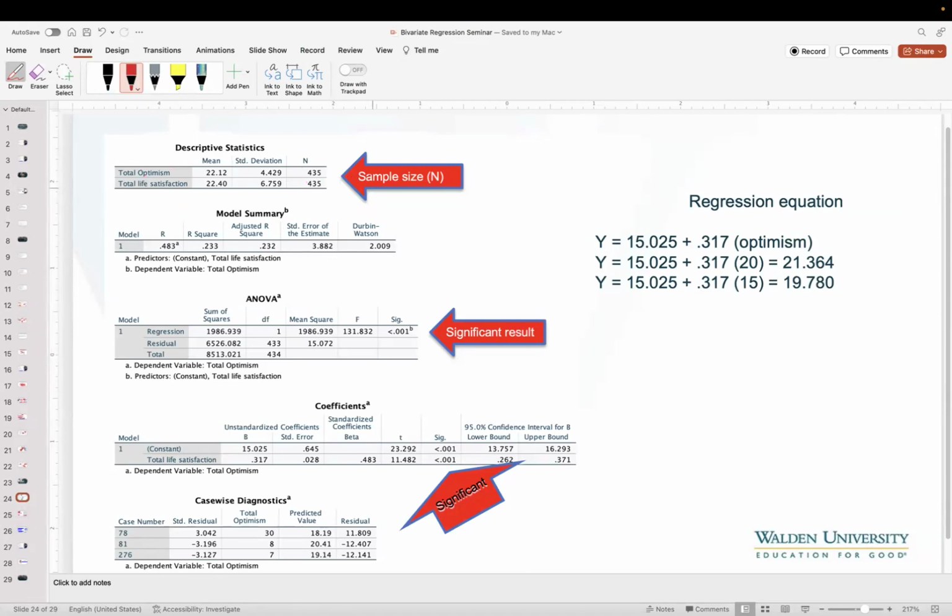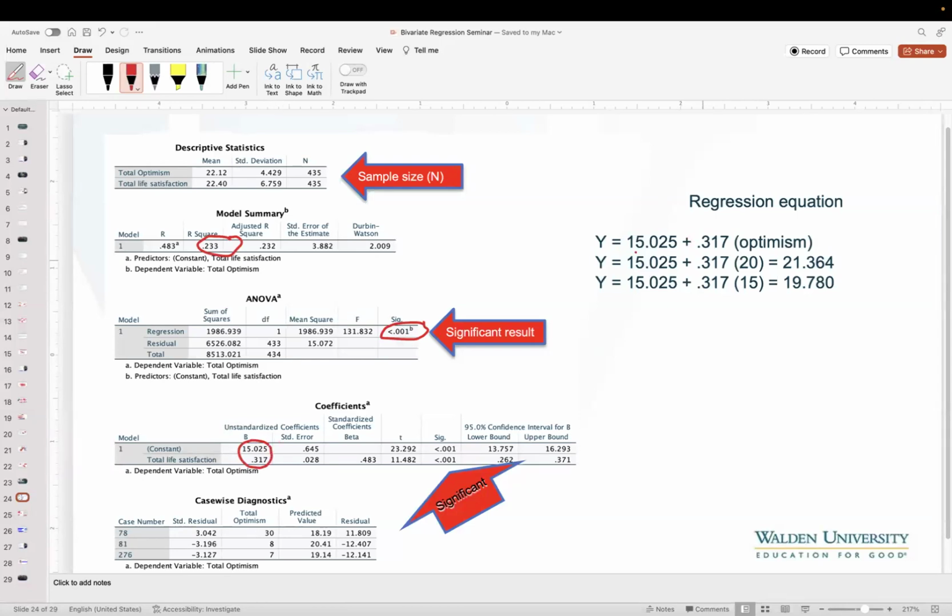Remember, this will show us the sample size. Remember the 434 and the 1, 435. It used 435 records, okay? So very close to the 434. Remember the R-square value. Remember the overall model is significant. These are the slopes right here.